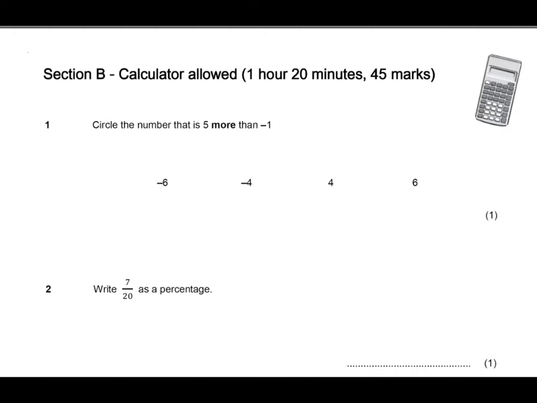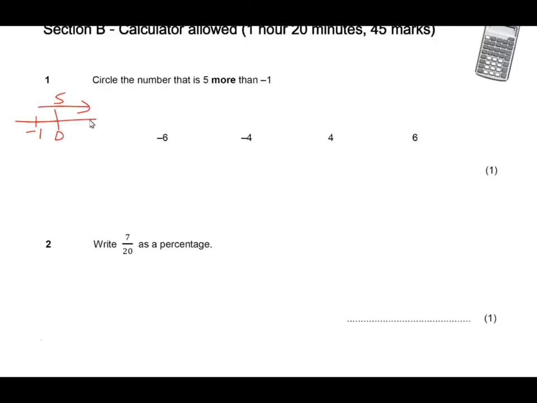Question 1. Circle the number that is 5 more than -1. If you're at all unsure, sketch your number line and draw the numbers you're interested in. So we're going to be going 5 in that direction from the number -1. So 1 takes us to 0, so we need to go another 4 in this direction. So we end up at +4.